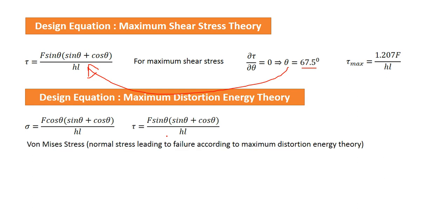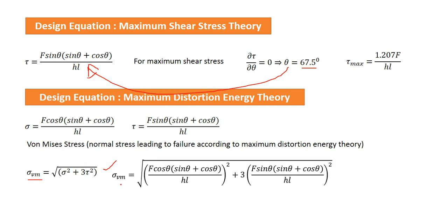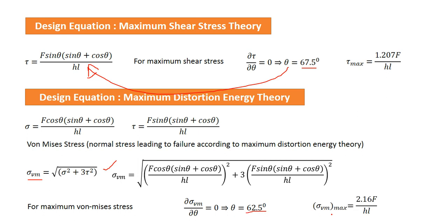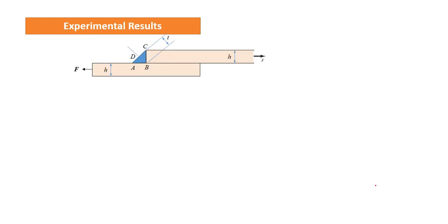And for maximum distortion energy, if we calculate using this expression, and again differentiate this equation with respect to theta to get the value of theta along which the von Mises stress is maximum, we get theta as 62.5 degrees, and we can substitute back into this equation to get the value of von Mises maximum stress as 2.16 by HL.